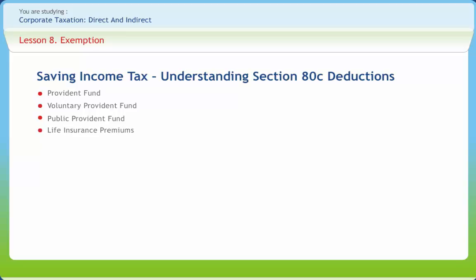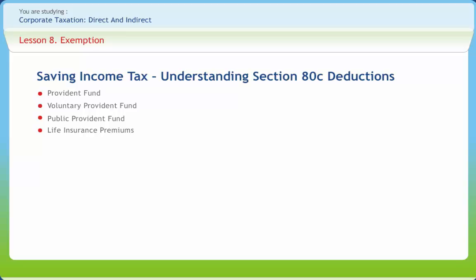Life insurance premiums. Any amount that you pay towards life insurance premium for yourself, your spouse or your children can also be included in Section 80C deduction. Please note that life insurance premium paid by you for your parents, father, mother or both, or your in-laws is not eligible for deduction under Section 80C.